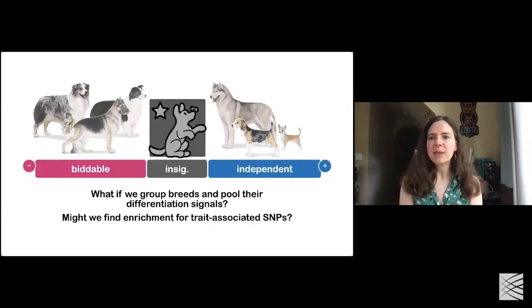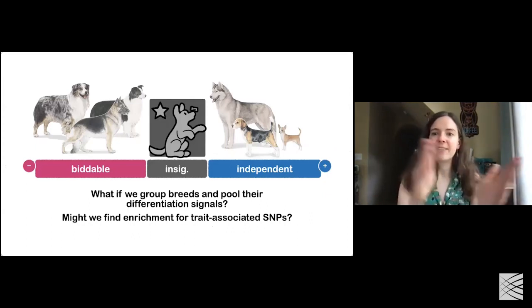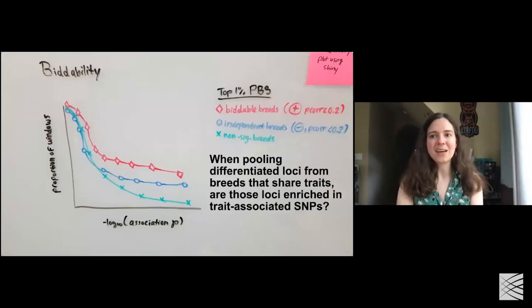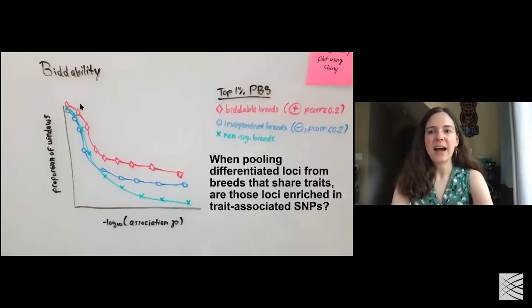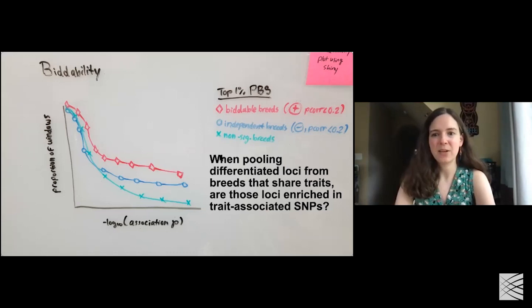So I considered that maybe we could go more broadly and approach the grouping in a different way. What if we took the breeds that fall on either side of the spectrum for behavioral factors and tested whether their pooled signals are enriched for GWAS SNPs associated with the trait in question? And here's a mock-up of what I might expect if, say, the group of breeds that are highly biddable also had enrichment for biddability-associated SNPs among those genomic regions that are differentiated in those breeds.